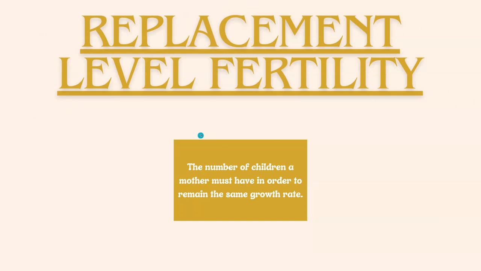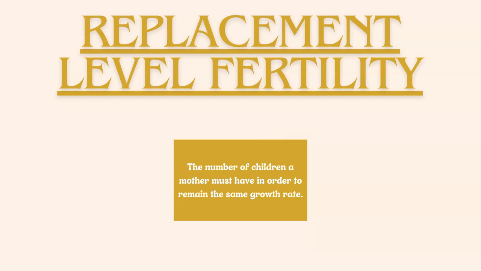Next up is replacement level fertility, and that's simply the number of children a mother must have in order to remain the same growth rate. For example, the United States has a replacement level fertility rate of 2.1. So each parent must have 2.1 children.